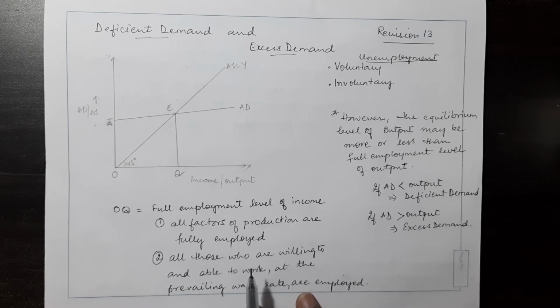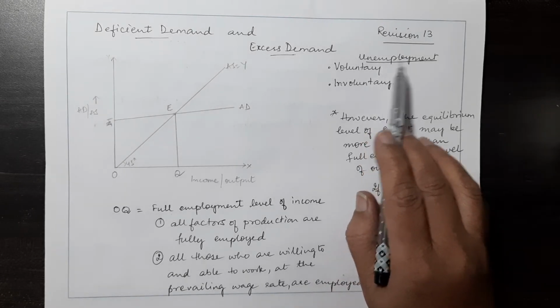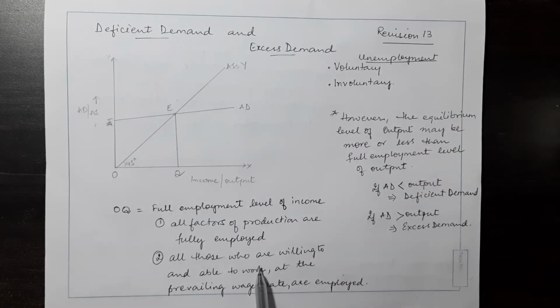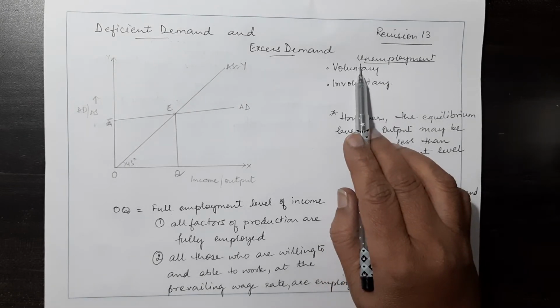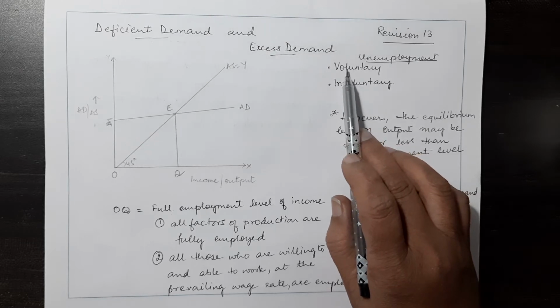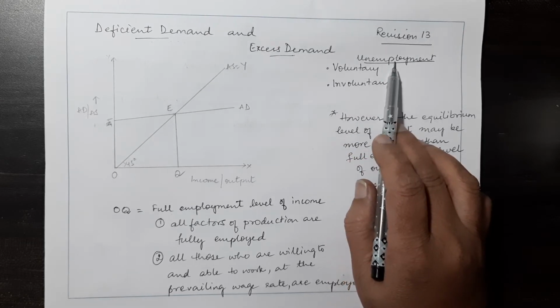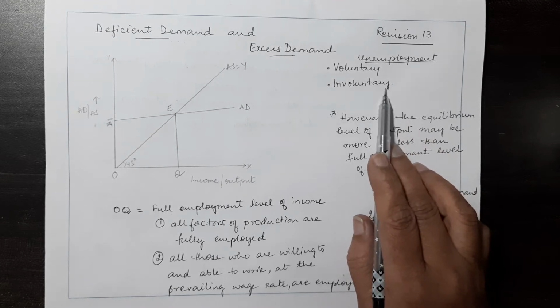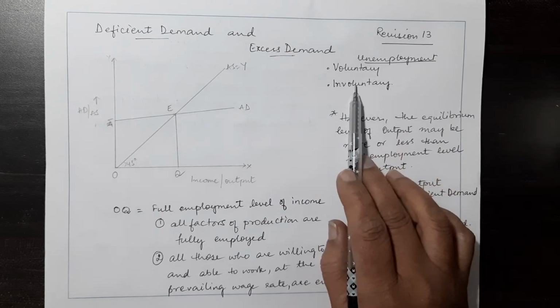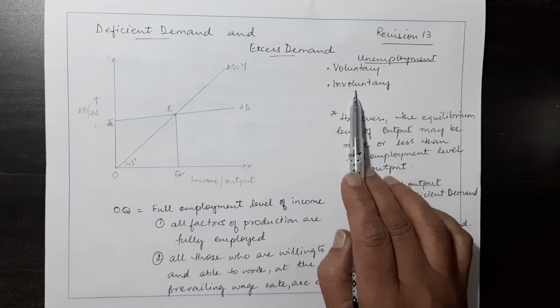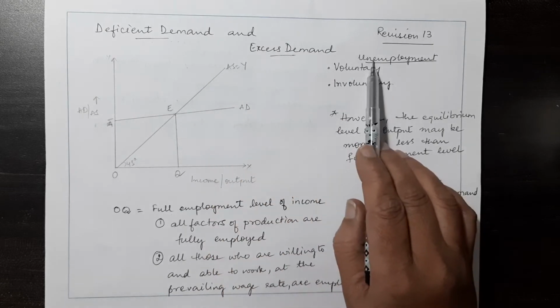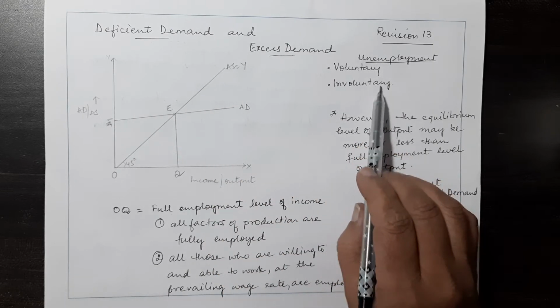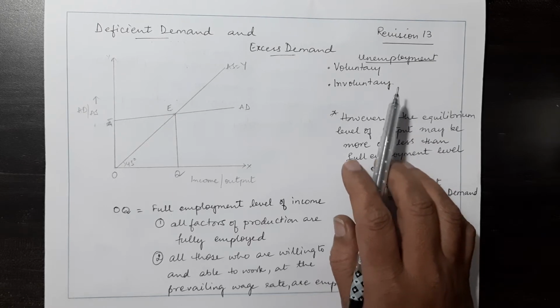Now, when we talk of employment, we also talk of unemployment. Not all people, because we are talking about those who are willing to and able to work. So, those who are able to and willing to work but do not want to do anything will come under voluntary unemployment. But those who are willing to and able to work, but not able to find work for themselves, is called involuntary unemployment. Generally these are asked when a question on deficient demand or excess demand is asked. So what is voluntary unemployment or what is involuntary unemployment, most importantly, is asked.